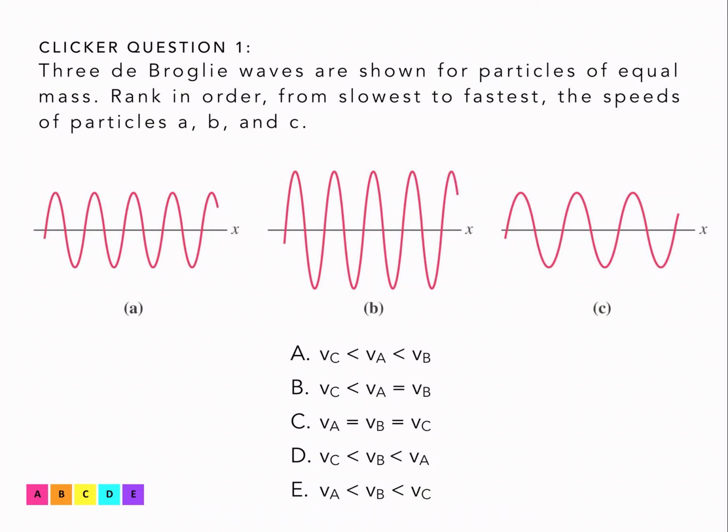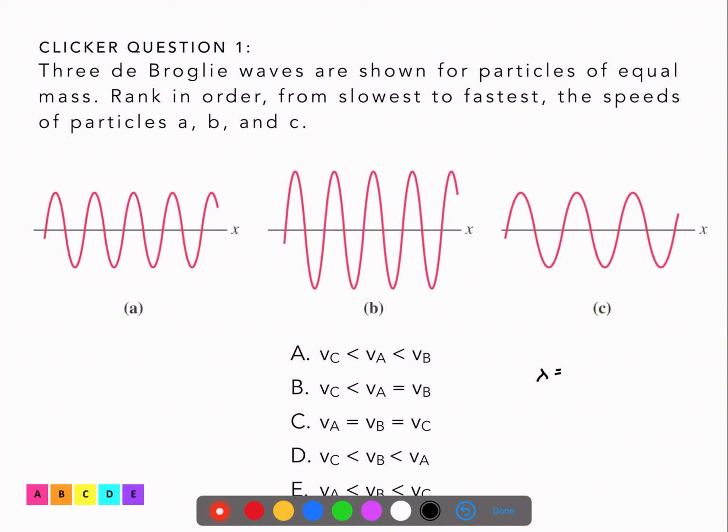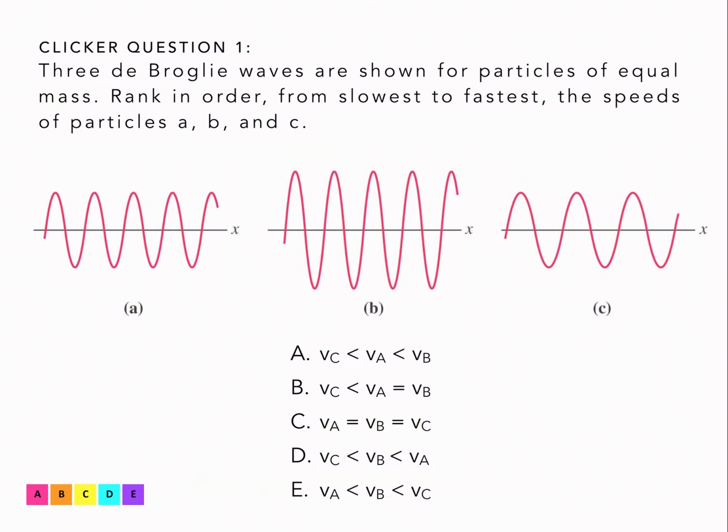Okay. So we know the de Broglie wavelength is going to be h over p, which is h over mass times velocity. They all have the same mass, but what we're going to notice is the faster things are, the shorter the wavelength is going to be. These things are inversely proportional. And you can see the wavelength of this and this look the same, but this one is bigger. So that means our speed for C is most likely the slowest, and A and B, since they have about the same wavelength, should be the same.